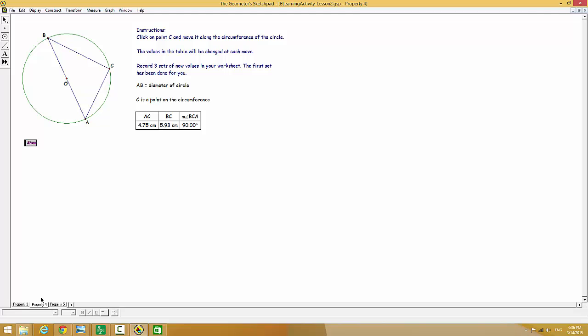Angle in a semicircle. How do I know that this is a semicircle? AOB passes through the center. So this side forms a semicircle, and the other side also forms a semicircle.